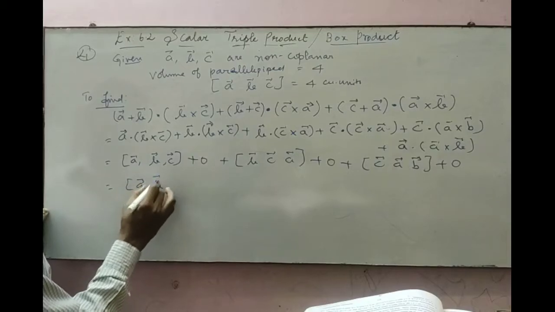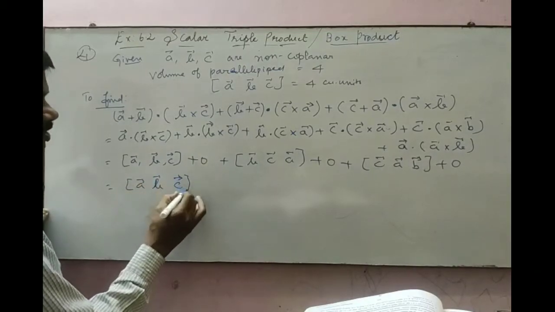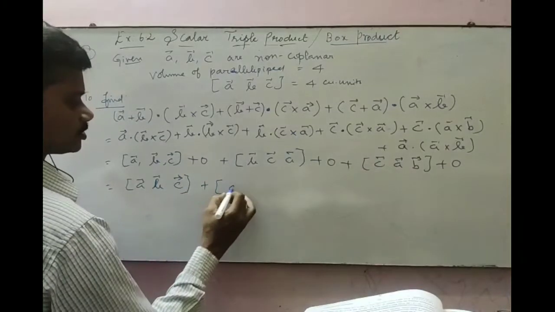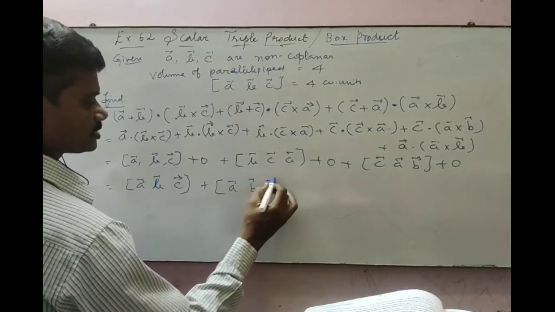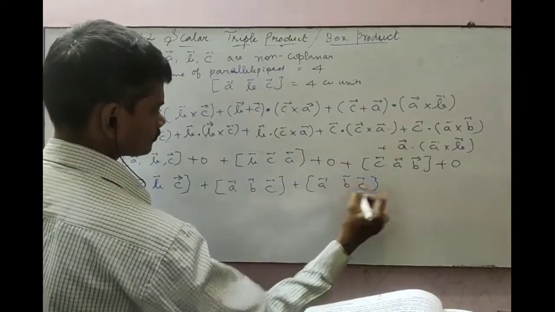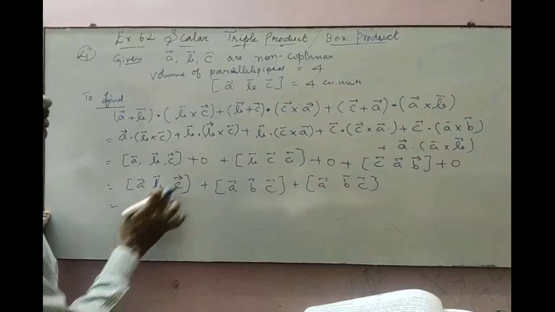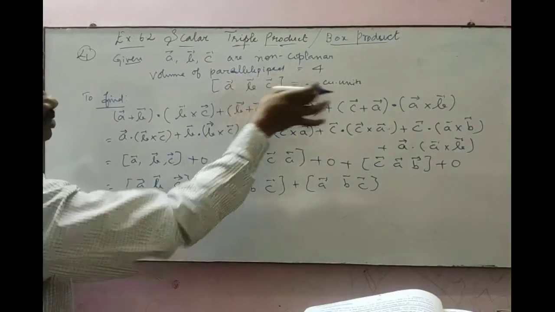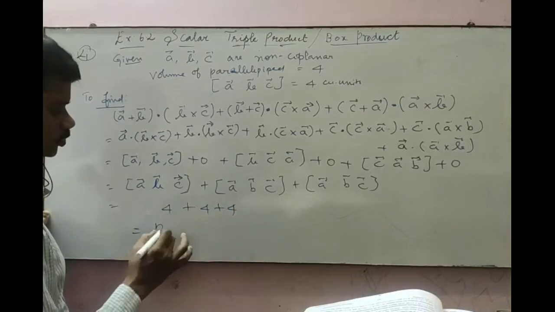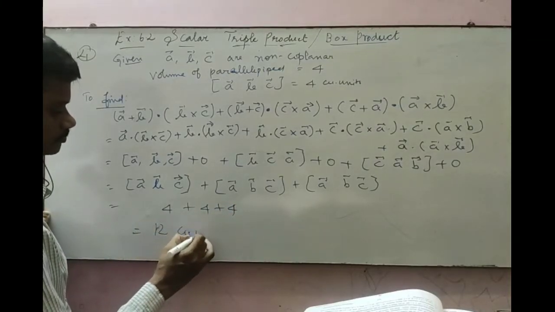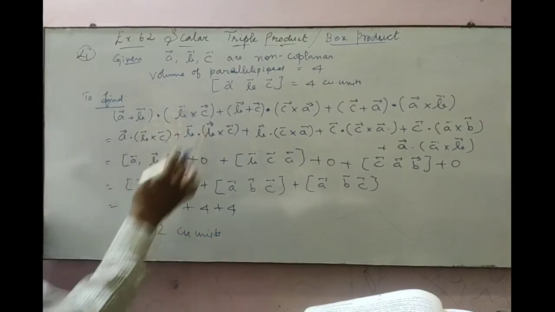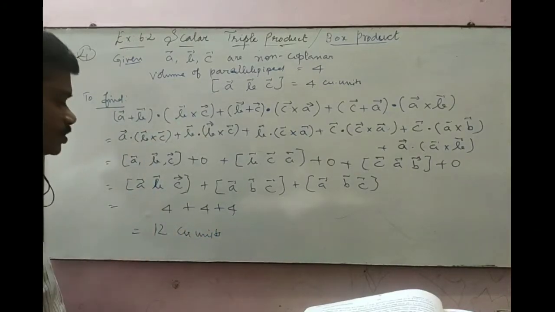All three are equal. We said this in a property. The second property: ABC, BCA and CAB all are equal. So you can write all this as ABC, ABC, ABC. We know the volume of the parallelepiped is 4. So 4 plus 4 plus 4, the answer is 12 cubic units. So this is the answer for this expansion. The expansion of the value is 12 cubic units.